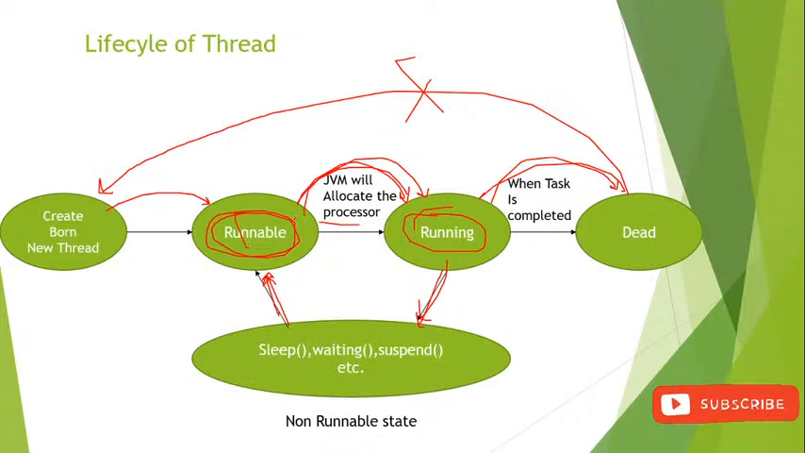Same like that, the thread will be in the runnable state until the JVM allocates the processor to the thread. When the JVM allocates one processor to the thread, only then will our thread come to the running state. After the running state, when the task is complete, this thread will come into the dead state. That's how our thread life cycle works.